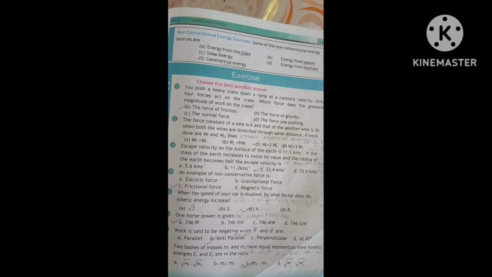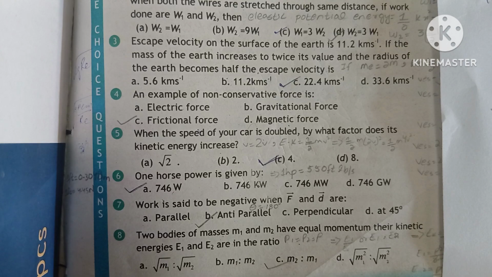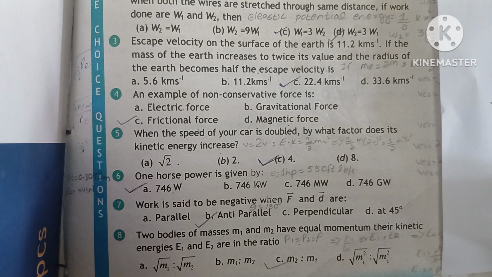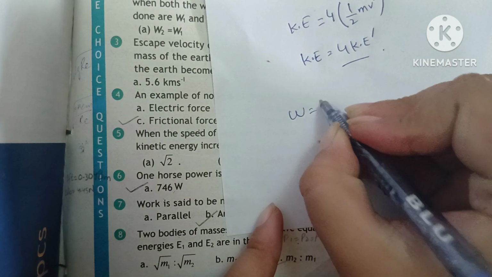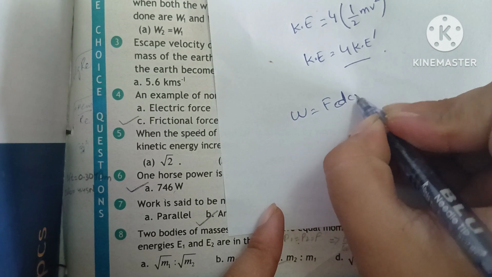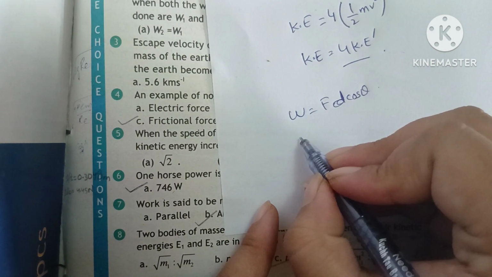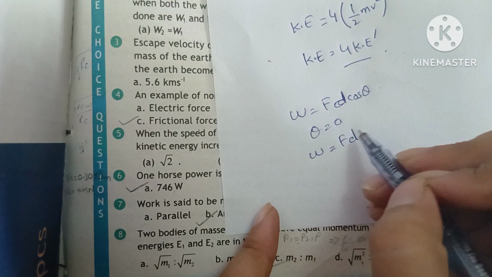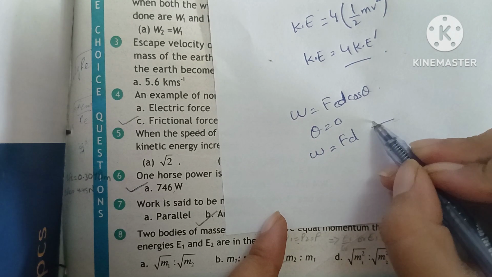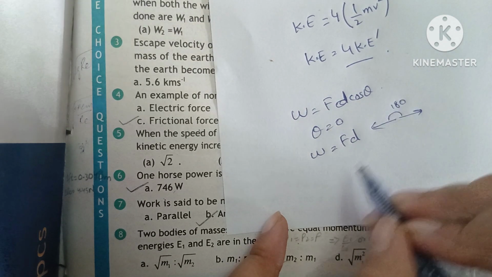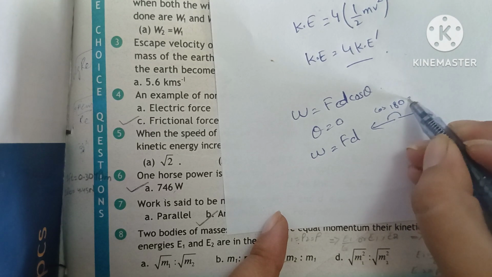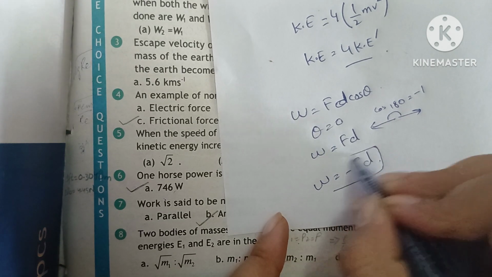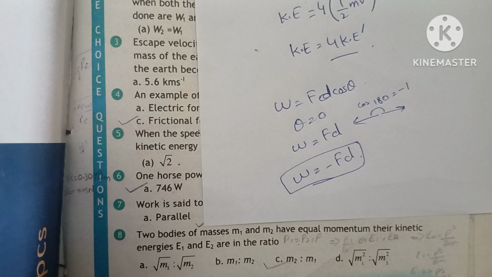Work is said to be negative when force and displacement are anti-parallel. So the next MCQ is, work is said to be negative when force and displacement are, of course, anti-parallel, because the formula for work is W equal to F dot d, or Fd cos theta. If they are parallel, then theta will be 0, cos 0 is equal to 1, and work will be Fd. If they are anti-parallel, having opposite directions, then they make an angle of 180, and cos 180 is equal to -1, so the relation will be minus Fd. So work will be negative in the case of a 180-degree angle.